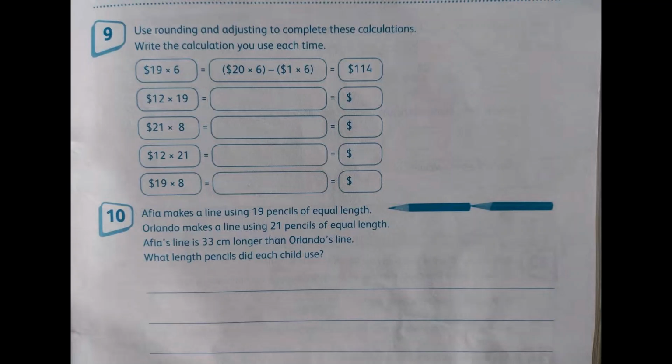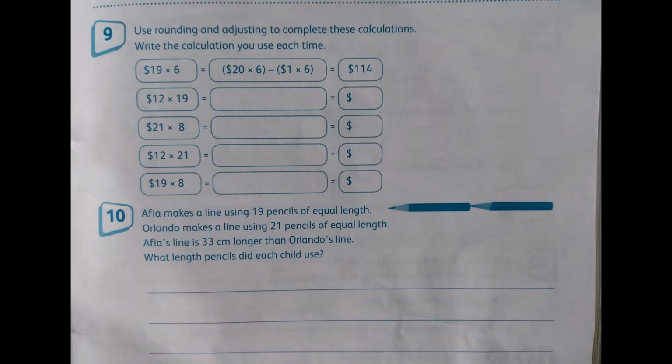For the second problem, just do the same thing for $12 times 19. Then for the third one, $21 times 8. Then for the next one, $12 times 21. And then for the last one, $19 times 8. So just apply the same idea of rounding and then multiplying.